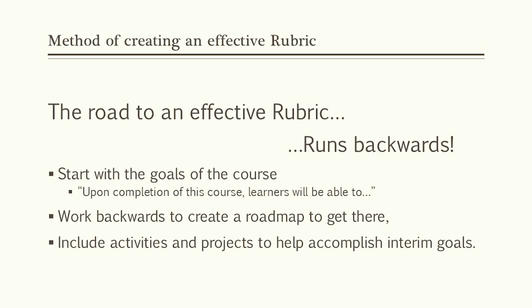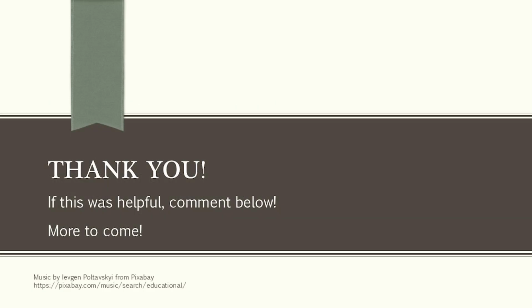So in creating an effective rubric, the roadmap, oddly enough, runs backwards. You always start with the goals. You always start at your end point, what the learners should be able to do when you finish the course. And you work backwards to create that roadmap to get there. And you describe and include the activities and projects that build incrementally to the goal that you want for the course.